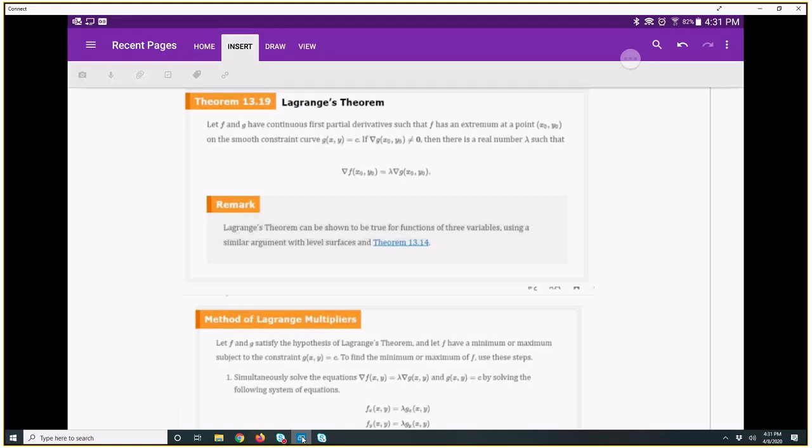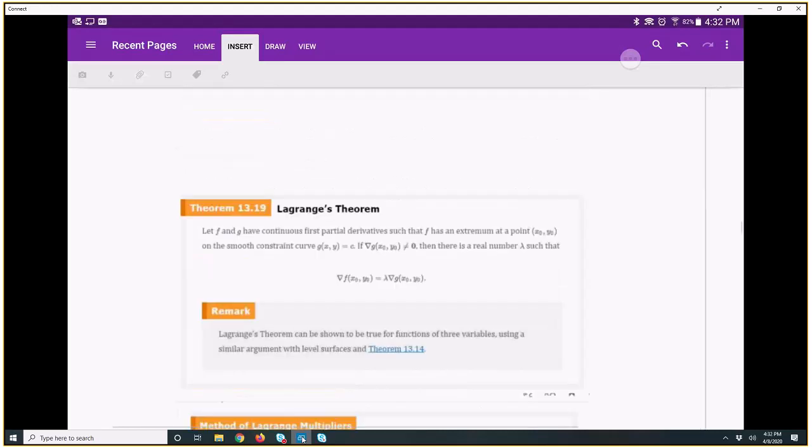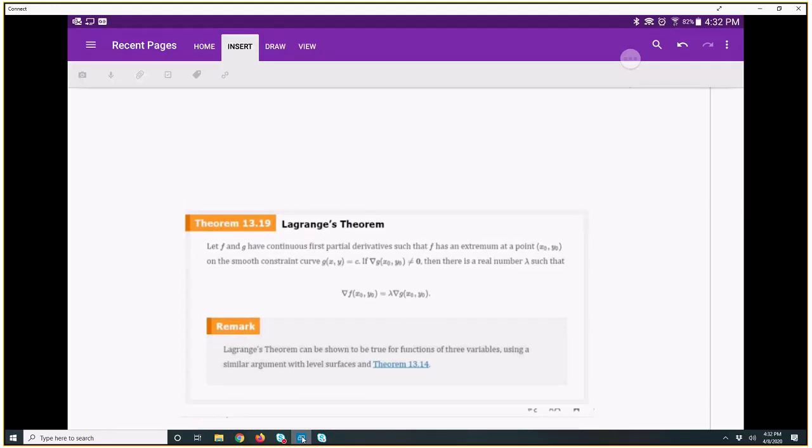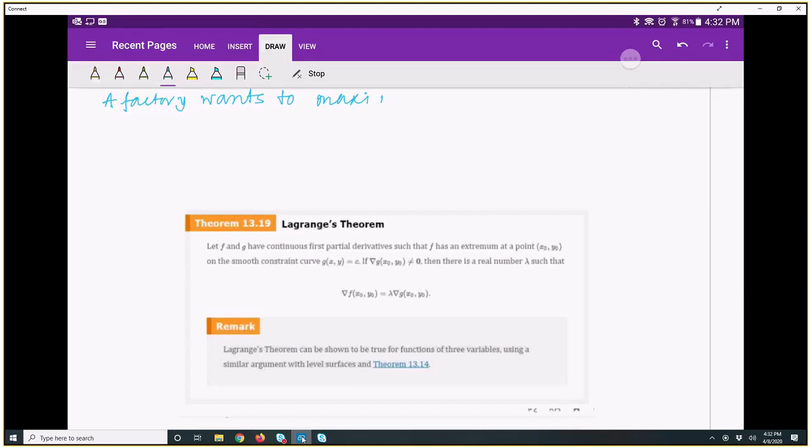In order to understand Lagrange multiplier, we will start with the concept of Lagrange theorem. Even before that, I want to introduce a general optimization problem and just a general practical world situation. So for example, there is a factory, and this factory wants to maximize the profit, and say the profit is given by a function of x and y.